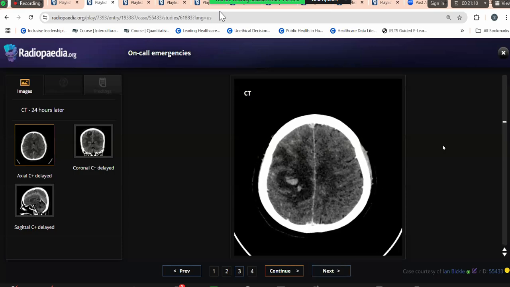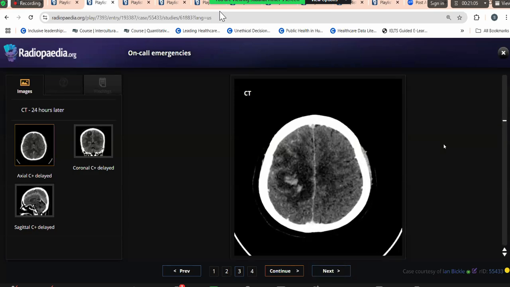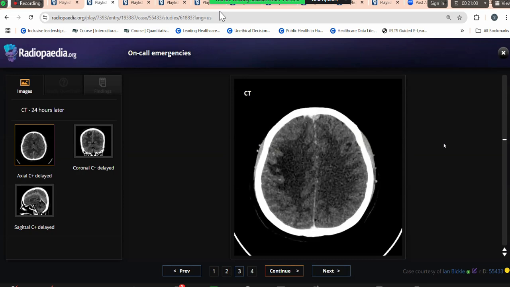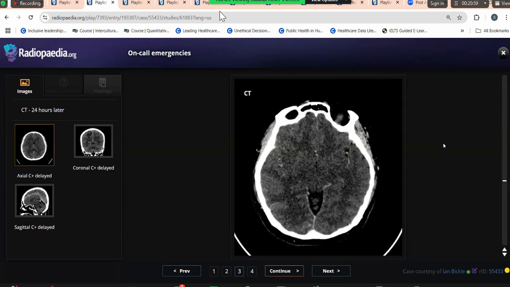Ma'am, I was thinking that this is a hemorrhagic infarct. Having looked at it, is there anything which supports your provisional diagnosis? Take a look at the coronals.